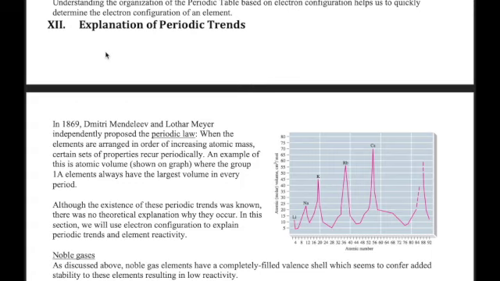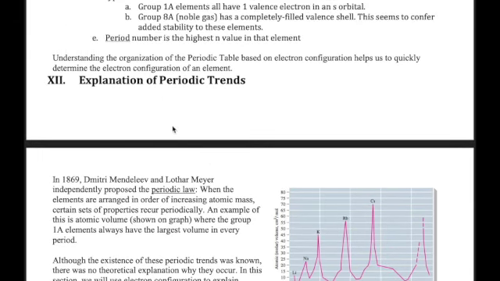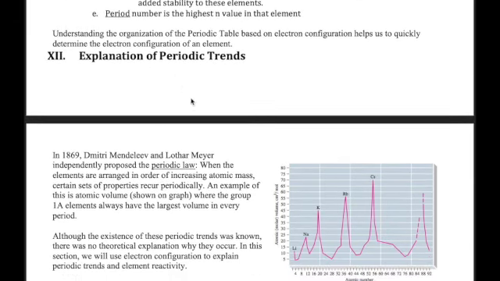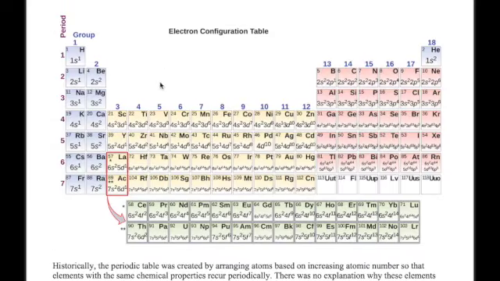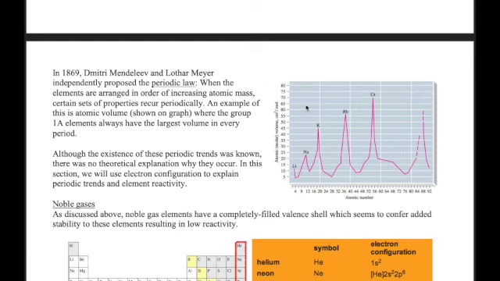Alright, so we are at the last section of the chapter on quantum mechanics, and here we're going to bring everything together that we've learned in this chapter to explain what we see in the periodic table. The periodic table was discovered by Mendeleev, who discovered the existence of what we call the periodic law.